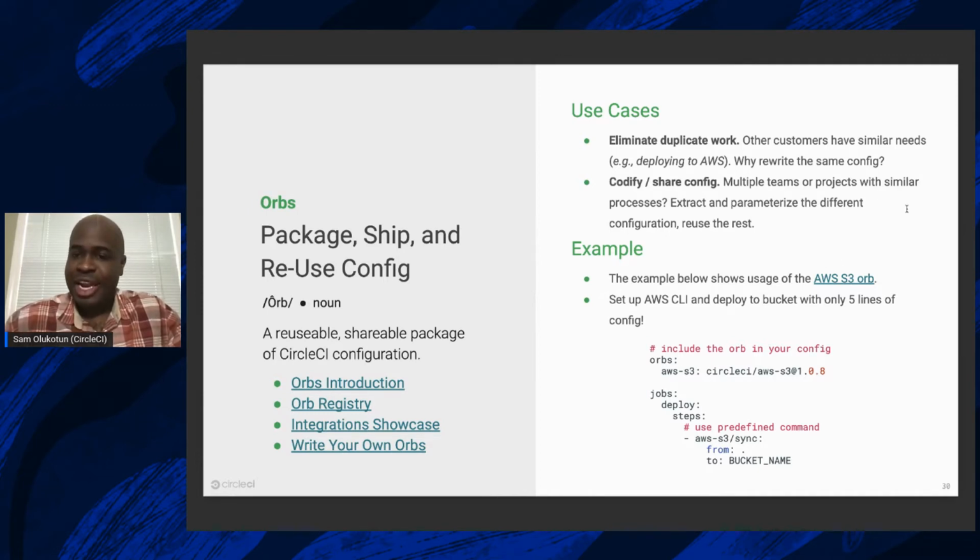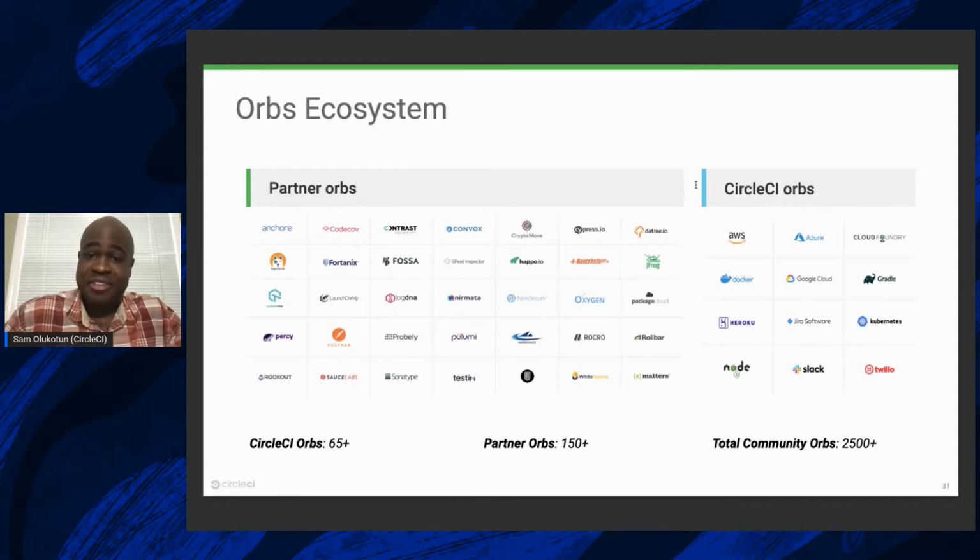This means that your team can eliminate duplicate work, and also you can codify processes and share configuration across multiple teams and multiple projects. The power of orbs at CircleCI really comes from the large ecosystem that CircleCI has built. With over 65 orbs that we have written ourselves, and the orbs that our technology partners like DigitalOcean have written with us, as well as orbs that have been written by our customers who are contributing back into the registry, you will find that for any third-party tool that you might be trying to integrate with, it's most likely that some of it has already been written in the CircleCI Orb registry, and that is going to save you time in getting up and running quickly on CircleCI.